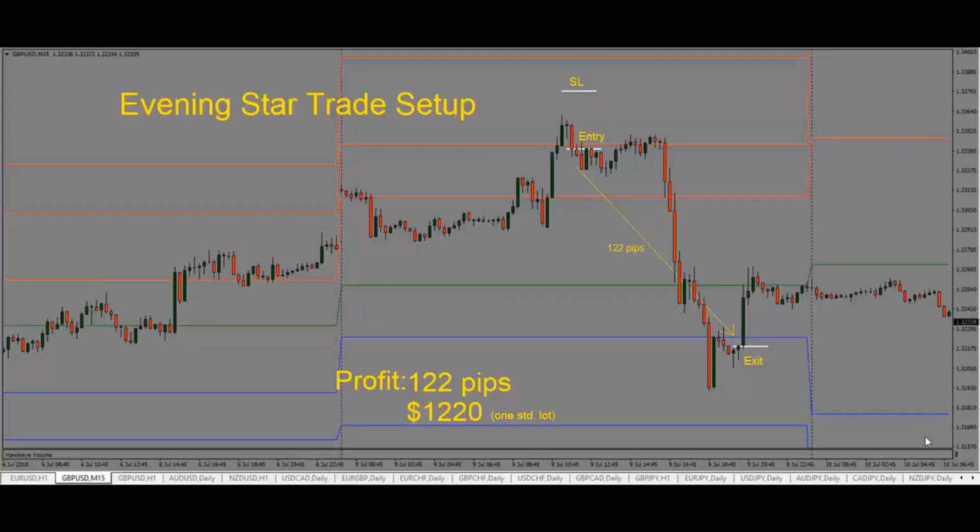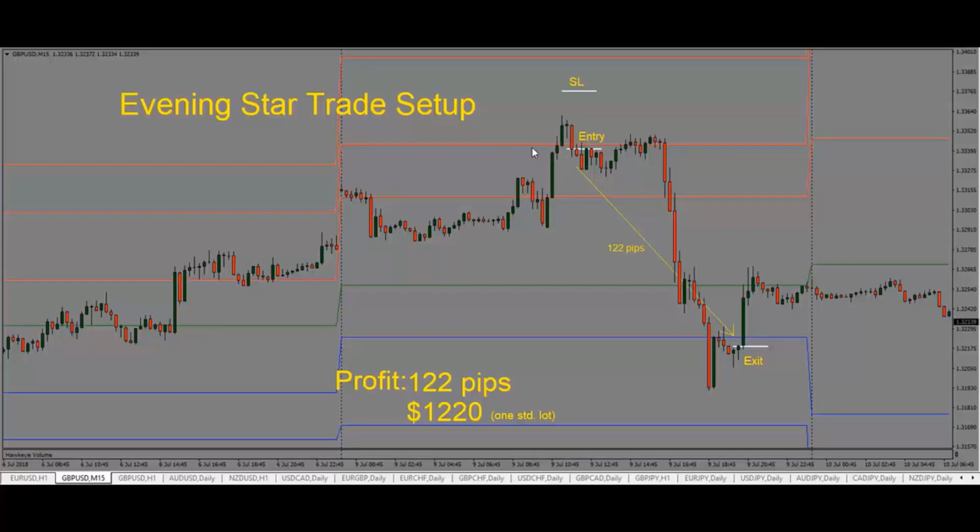Here we're looking at an evening star trade setup. This is a pound US dollar 15-minute chart. An evening star trade setup is formed with three candles. We have a bullish candle, an indecision candle in the middle, and then a bearish candle here. The three candlesticks together give us our evening star trade setup. Once we see this trade setup, we're looking to go short on this trade.